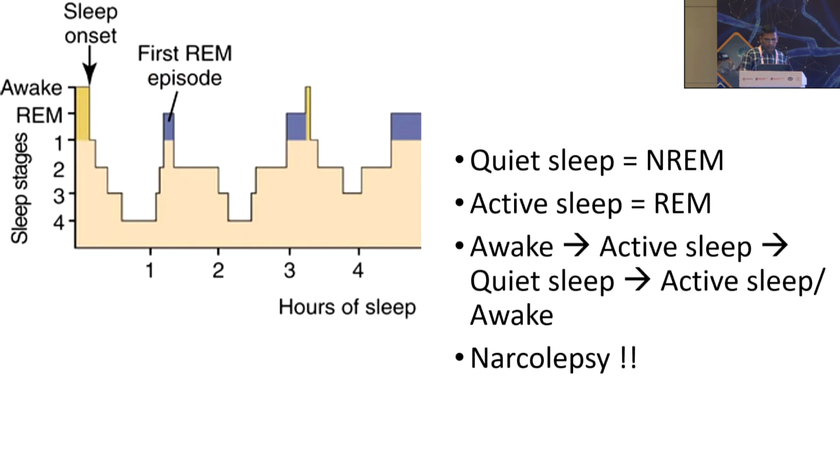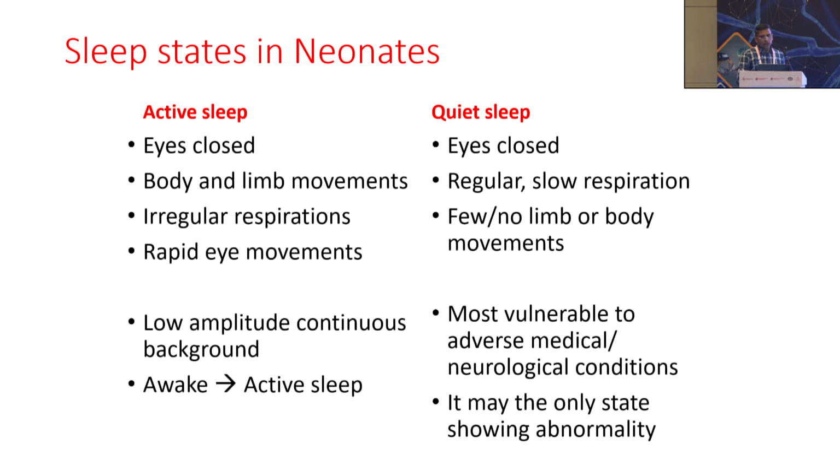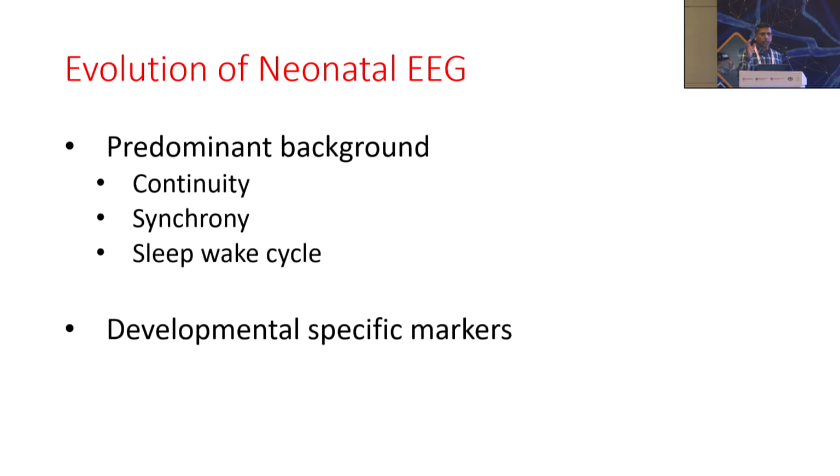So this we have discussed already. Active sleep, quiet sleep, I'll spend a little bit of time here. What is the equivalent of active sleep in older children? REM sleep, right? In REM sleep, eyes are closed because it is sleep, but there are body and limb movements, rapid eye movements are there, and breathing is irregular. Remember this. Whereas in quiet sleep, eyes are closed, breathing is regular, and there is not much body movement and not much eye movement. So many times, instead of looking at cerebral activity, we may have to look at the extracerebral electrodes to see whether this is active sleep or quiet sleep.